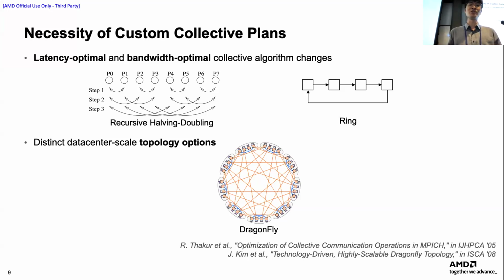Plus, the underlying network topology you're running is also quite distinct. Here, just as an example, I put the Dragonfly. Dragonfly is neither a ring nor suitable for the recursive halving doubling. Plus, over the Dragonfly, the latency optimal and the bandwidth optimal collective algorithm would certainly differ. So that is why we need to design, represent, simulate, and run custom collective plans, which are tailored for your collective size, as well as the underlying network topology you're running.